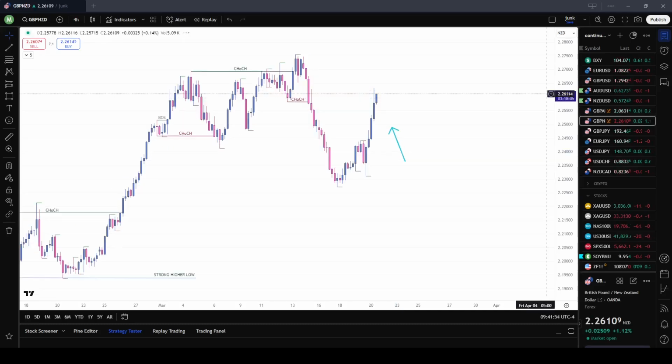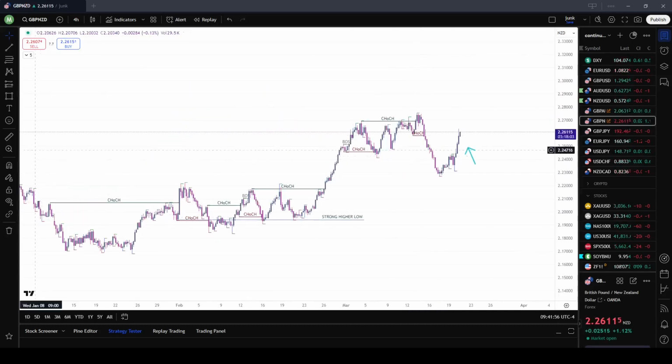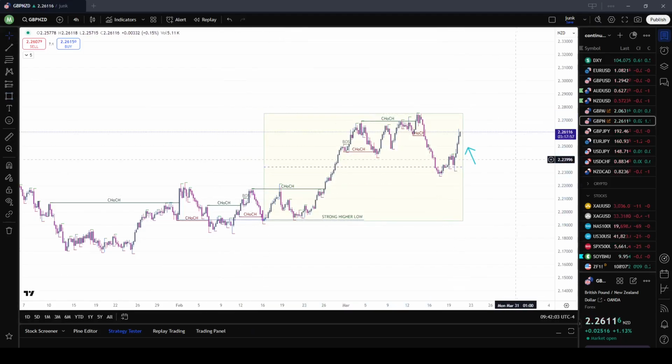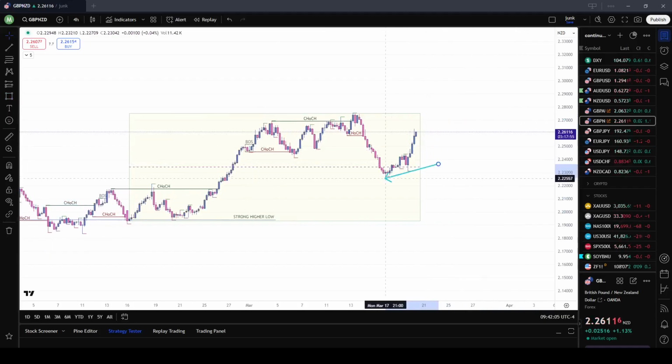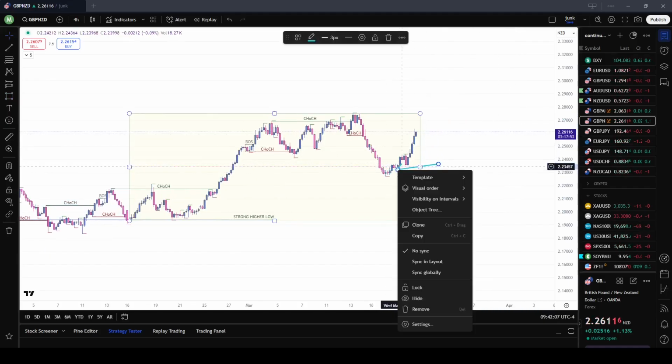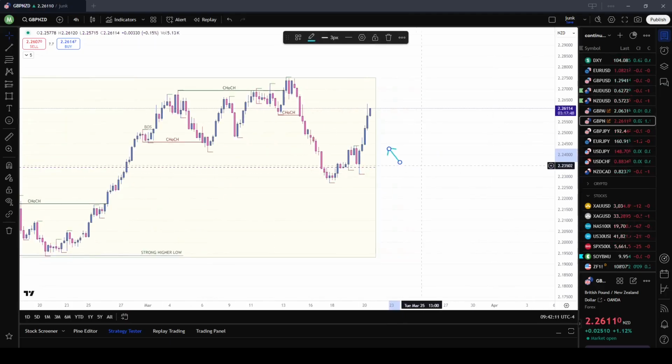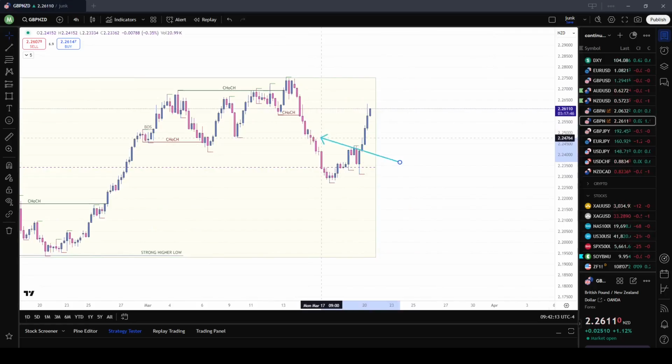GBP NZD, also a similar chart. Let's go ahead and map out the current range. And this had retraced back into discount. If you did take advantage of it, I was saying this on Tuesday that it has gone back to discount. Look for any type of buys on a lower time frame, and it should take out the liquidity sitting over these highs. And it did.